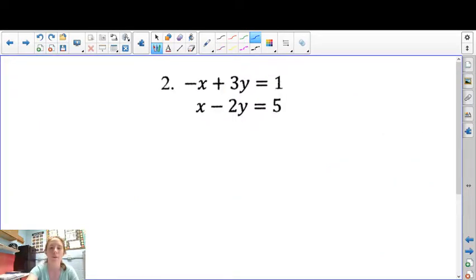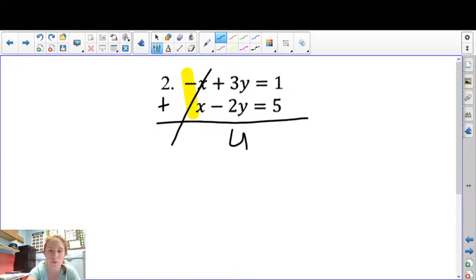Okay. So again, we want to get the same number, one positive, one negative. Nope, I don't think it's going to be the y's this time. If you notice, I have an invisible 1 in front of the second. So that's the one I'm going to cancel out first. So they're gone. 3 minus 2 is simply 1, or just y. 1 plus 5 is 6. So look at that. You didn't even need to undo anything. I already found one of my solutions.